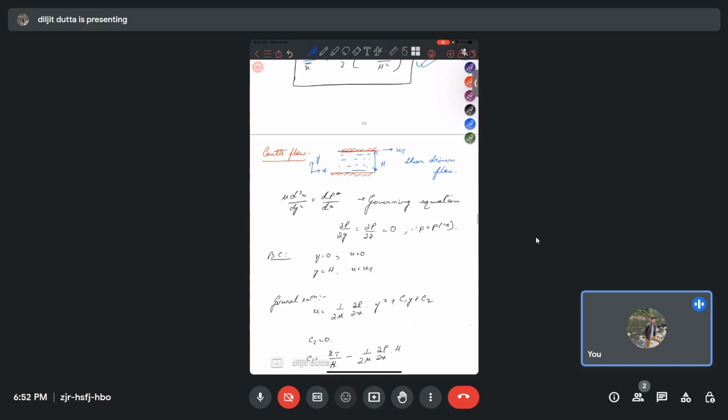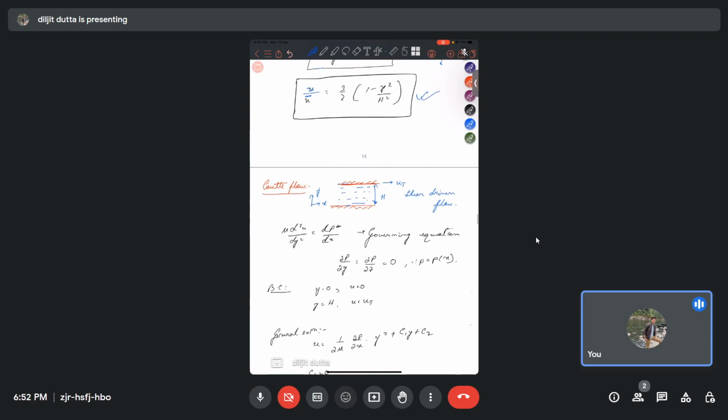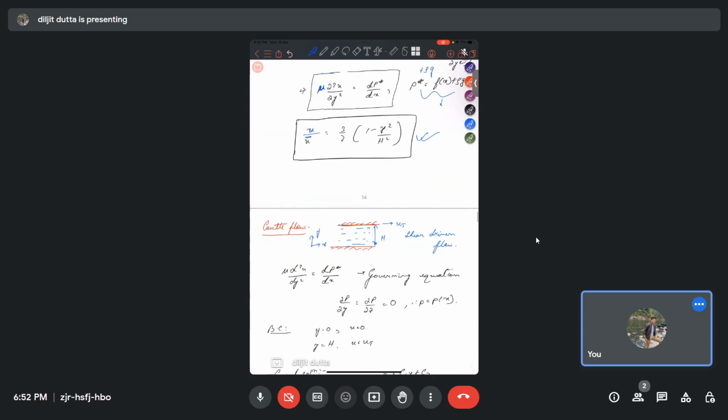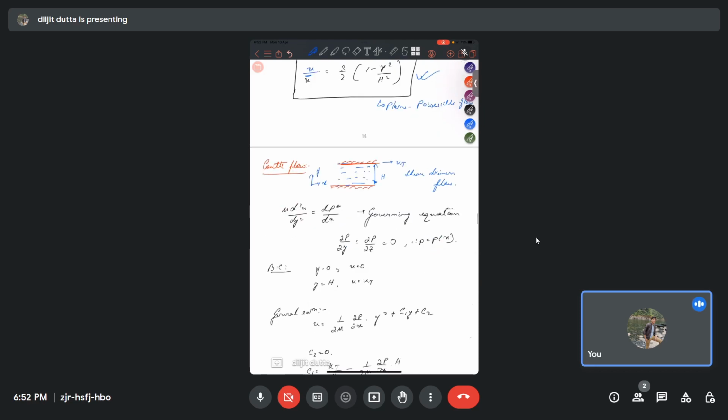Similarly, there can be another type of flow. This type of flow is called the plane Poiseuille flow. Similarly, there is also another type of flow. It is called the Couette flow. Here, what we take is that the upper plate is moving at a velocity U.